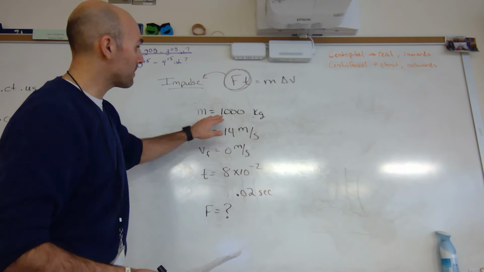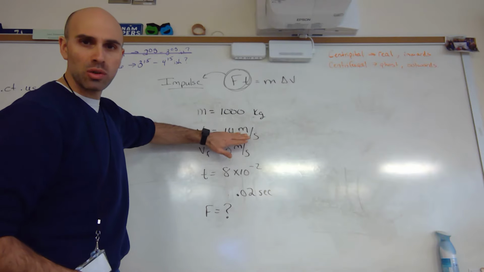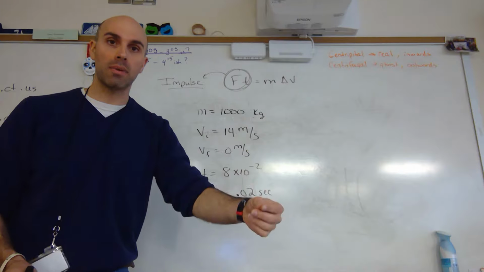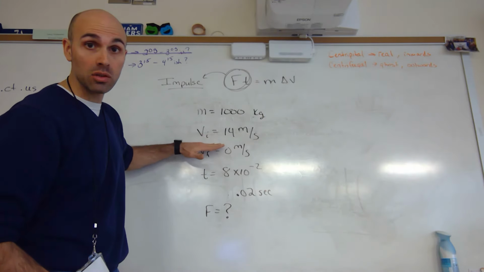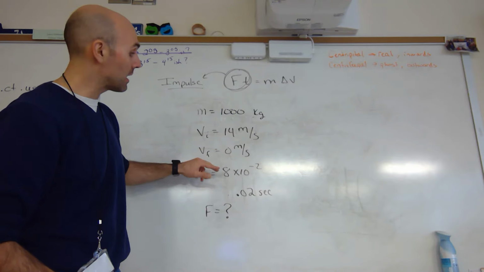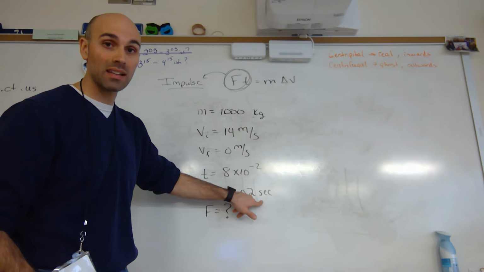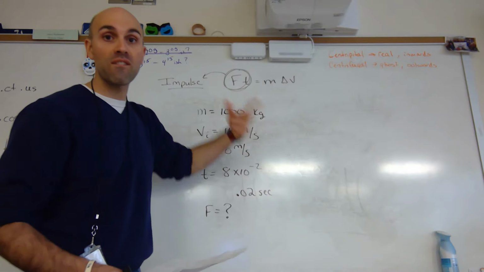All right, so we have a mass of 1,000 kilograms. They told us it was originally traveling at 14 meters per second. However, it brings it to a stop, and we're looking at a change of velocity. So we go from 14 at an initial velocity to 0 at a final velocity. Then we have our time of 8 times 10 to the negative 2 seconds. And we want to try and find that force. Remember your equation, fill it in.